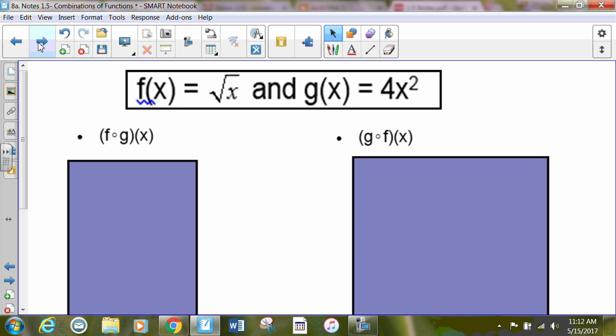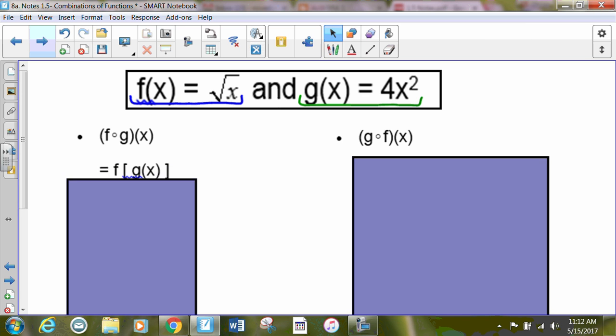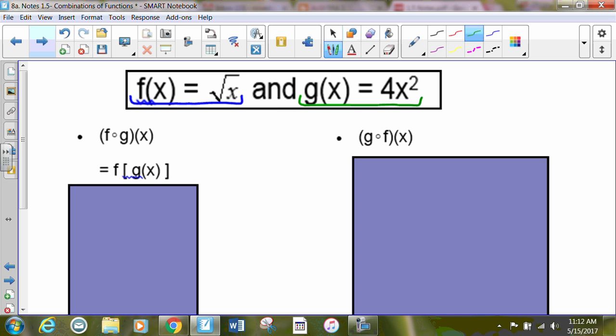This time, for whatever reason, I have something already written down. So here we've got two different functions. F of x is equal to the square root of x, and g of x is equal to 4x squared. So fog, once again, that's going to be f of g of x. So we're going to remind ourselves of that. So that means that we are taking this function, we are taking square root of x. But what we're going to do is instead of plugging in x, we're going to plug in g of x. So what is g of x? G of x is 4x squared.